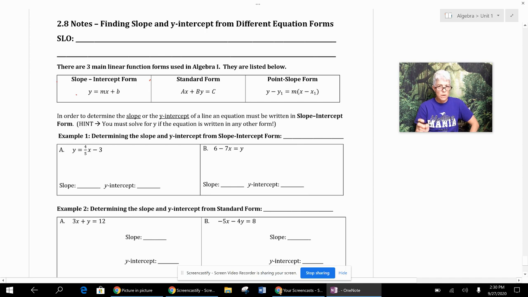Hey guys, today we're going to discover how to find the slope and the y-intercept given the information that we have at the time. So we're going to be looking at three different equations. Again, you should have your formula chart by this point. The first one you're very familiar with. And then the second one we haven't talked about that much. And then this third one probably looks completely foreign to you.